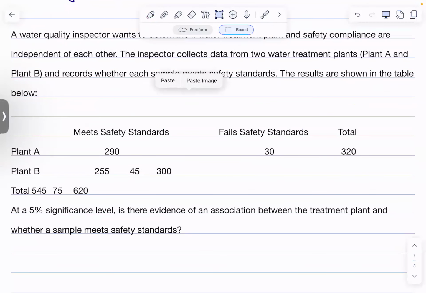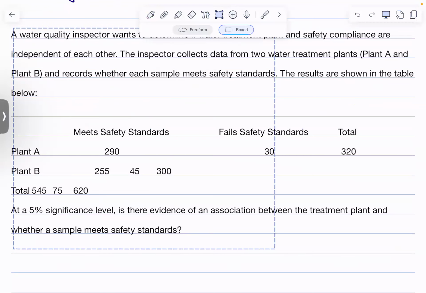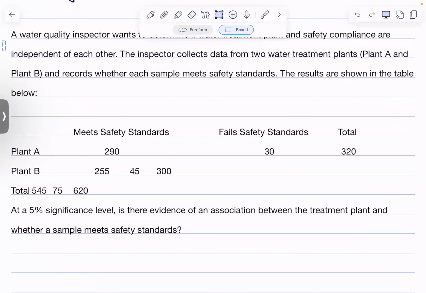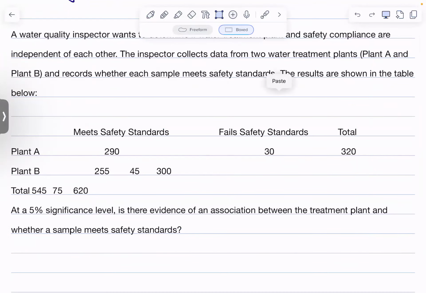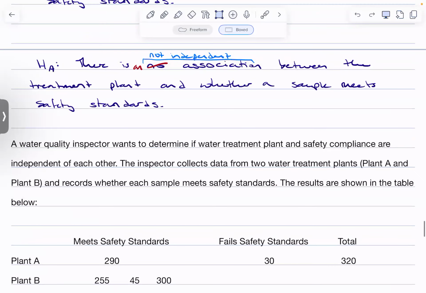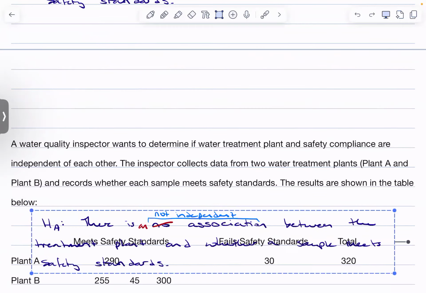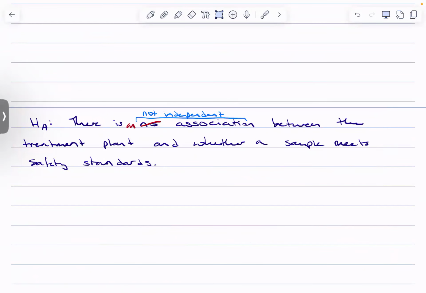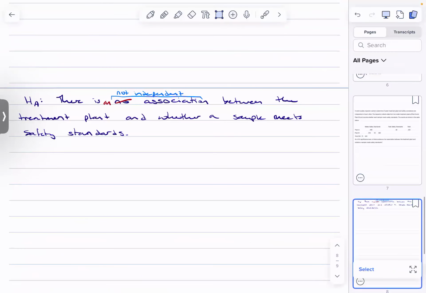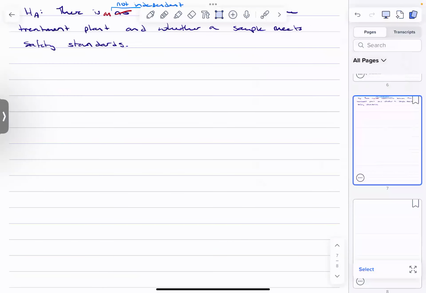Let me delete this. Can I? Nope. I want to delete all this. Come on. Okay. I'll delete the whole page. Watch me. Ta-da.